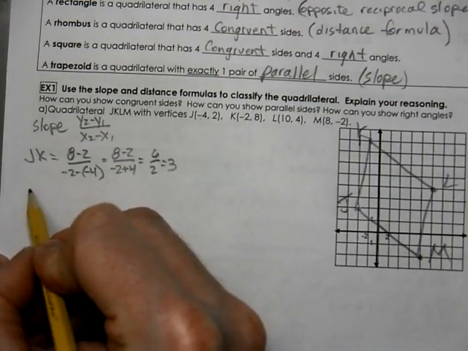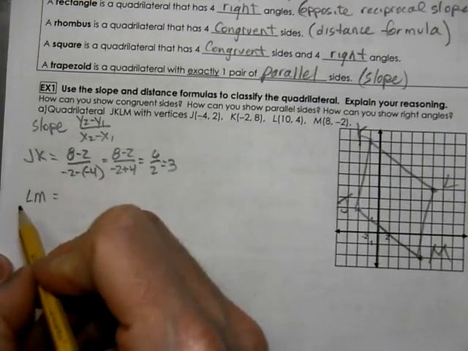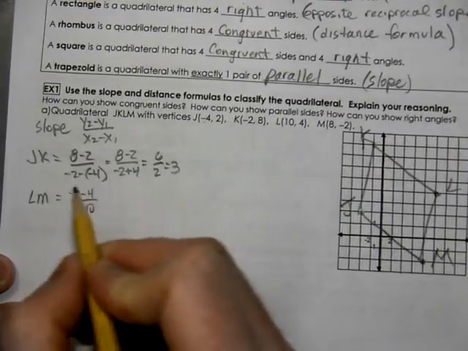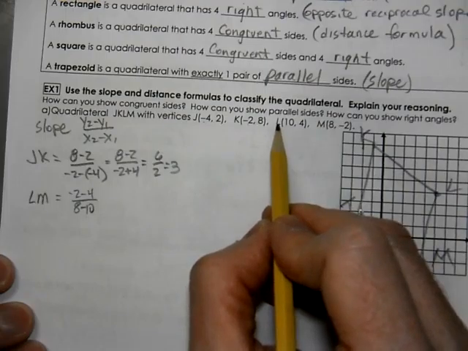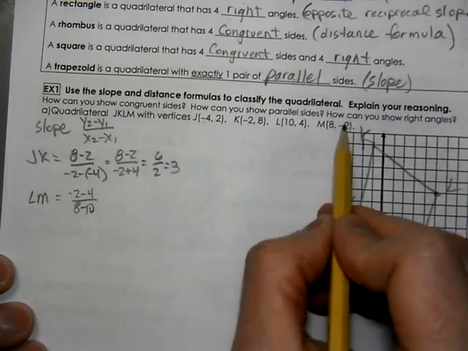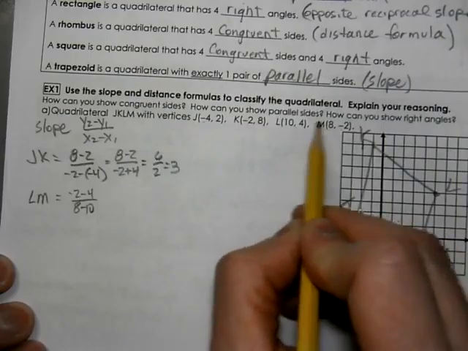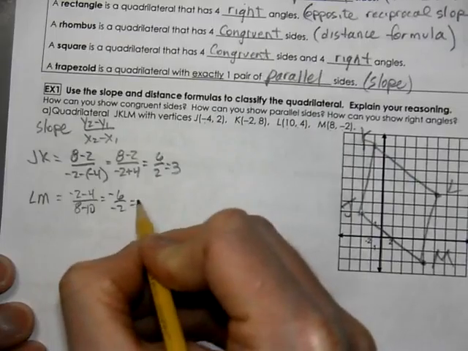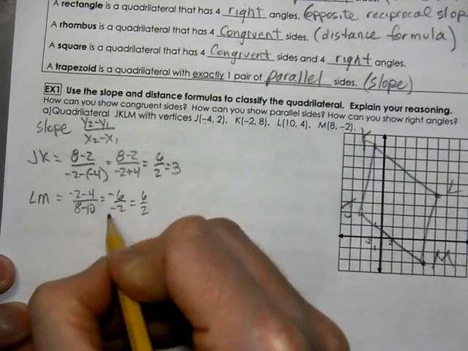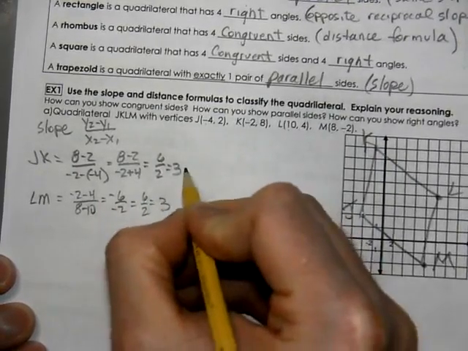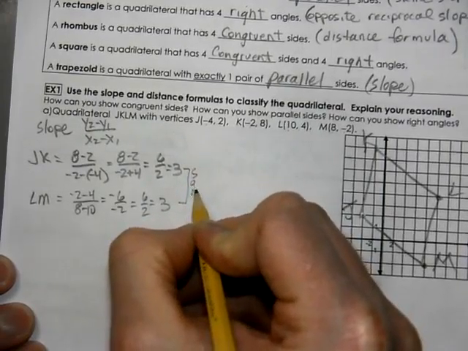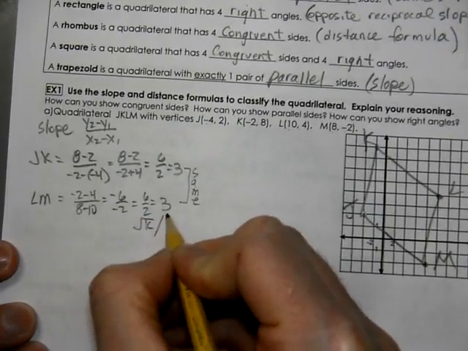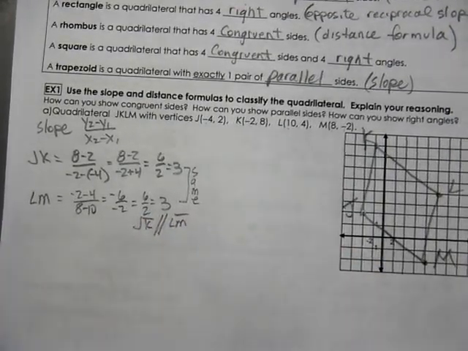Next we'll look at LM, the slope of LM. -2 minus 4, 8 minus 10. For LM, you do your y2 minus y1, x2 minus x1. -6 over -2. Two negatives turn into a positive, which gets here to be the same slope. Since they're the same slope, we know that JK is parallel to LM.